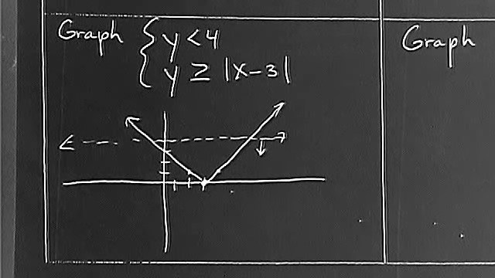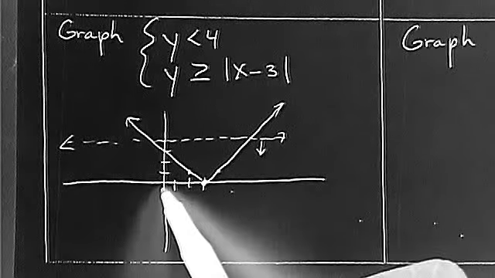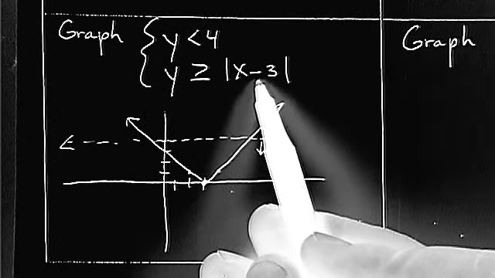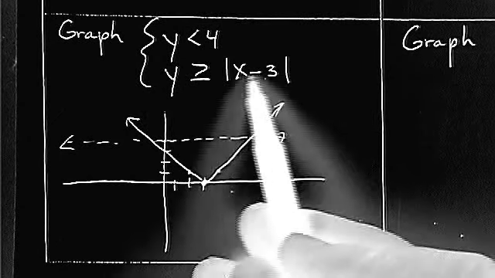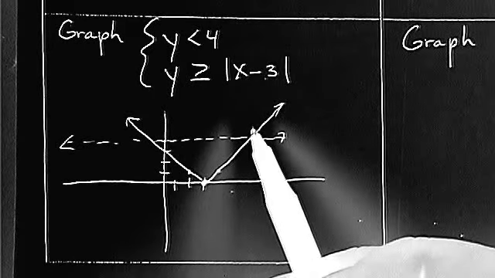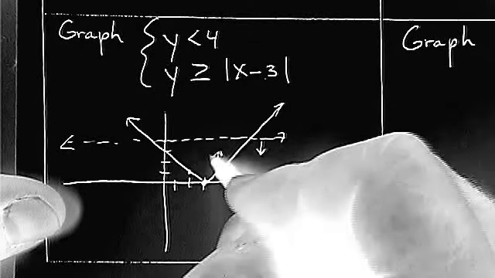But if I want to test it, I can always pick a point not on the boundary lines, which 0, 0 is not on the boundary. Plug it in. 0 minus 3. Take its absolute value. That would be 3. 0 is bigger than 3. I don't think so. So I'm shading above or inside.